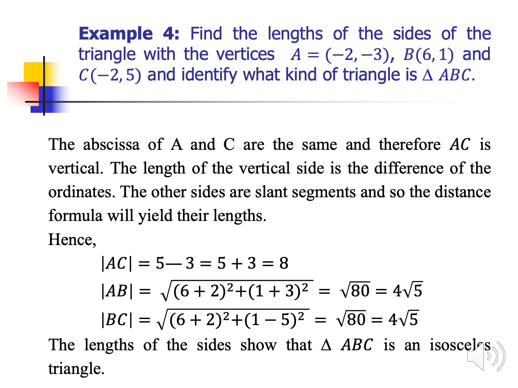So notice that the two lengths AB and BC are equal, so we could say that triangle ABC is an isosceles triangle. Remember the definition of an isosceles triangle? An isosceles triangle is a triangle with two equal sides. Okay, so that is for our lesson on distance.